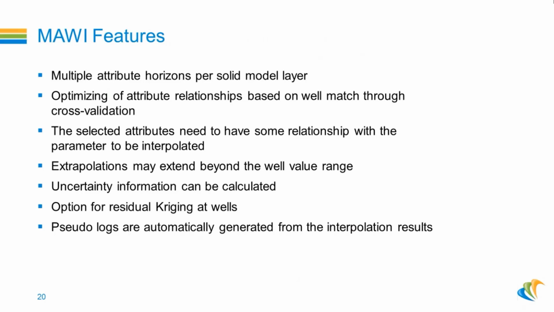It'll optimize the attribute relationships based on the well match through cross-validation. The selected attributes need to have some relationship with the parameter to be interpolated, of course, and extrapolations may extend beyond the well value range. Uncertainty information can be calculated. There is an option to do residual kriging at the wells because, of course, the attributes never completely define all the wells, and pseudologs are automatically generated from the interpolation results, so you can see how well the match is.